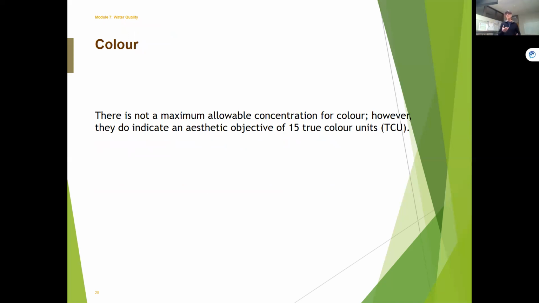In and around there, and again, really hard for the naked eye to see, is the maximum allowable concentration, or the MAC, which is basically an aesthetic objective. That's just saying that's what we're trying to go for. It's really hard to do sometimes, but it's 15 true color units, which is really, really hard to see with the naked eye. It's measured to a standard called a platinum cobalt standard. So when you look, it's always platinum cobalt standard.